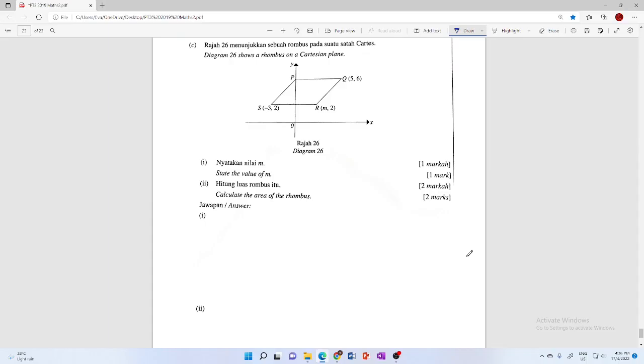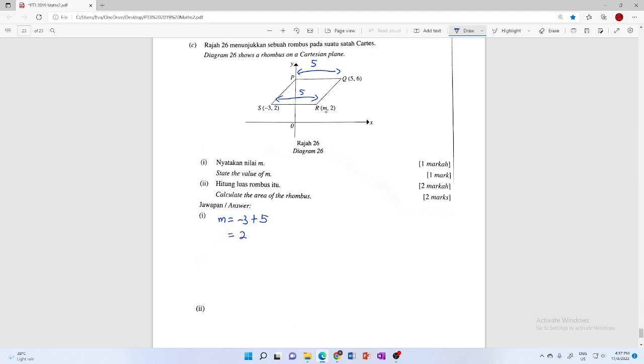Question C. This is a rhombus on the Cartesian plane. First we need to state the value of m. For a rhombus, all the sides have the same length. So the side here is 5 units, because this is 5, 6. And it's the same line as this SR, so this is 5 also. So m will be equal to, m is -3 plus 5, that's equal to 2.